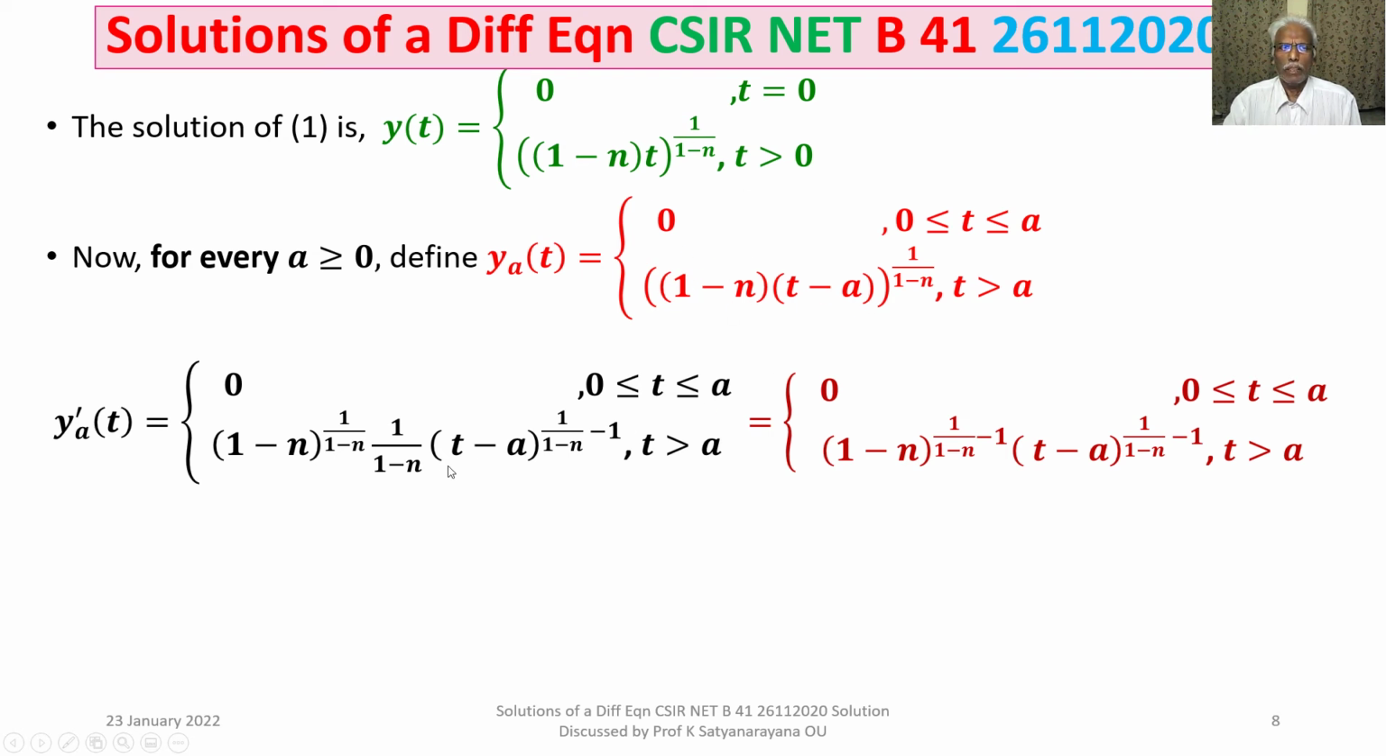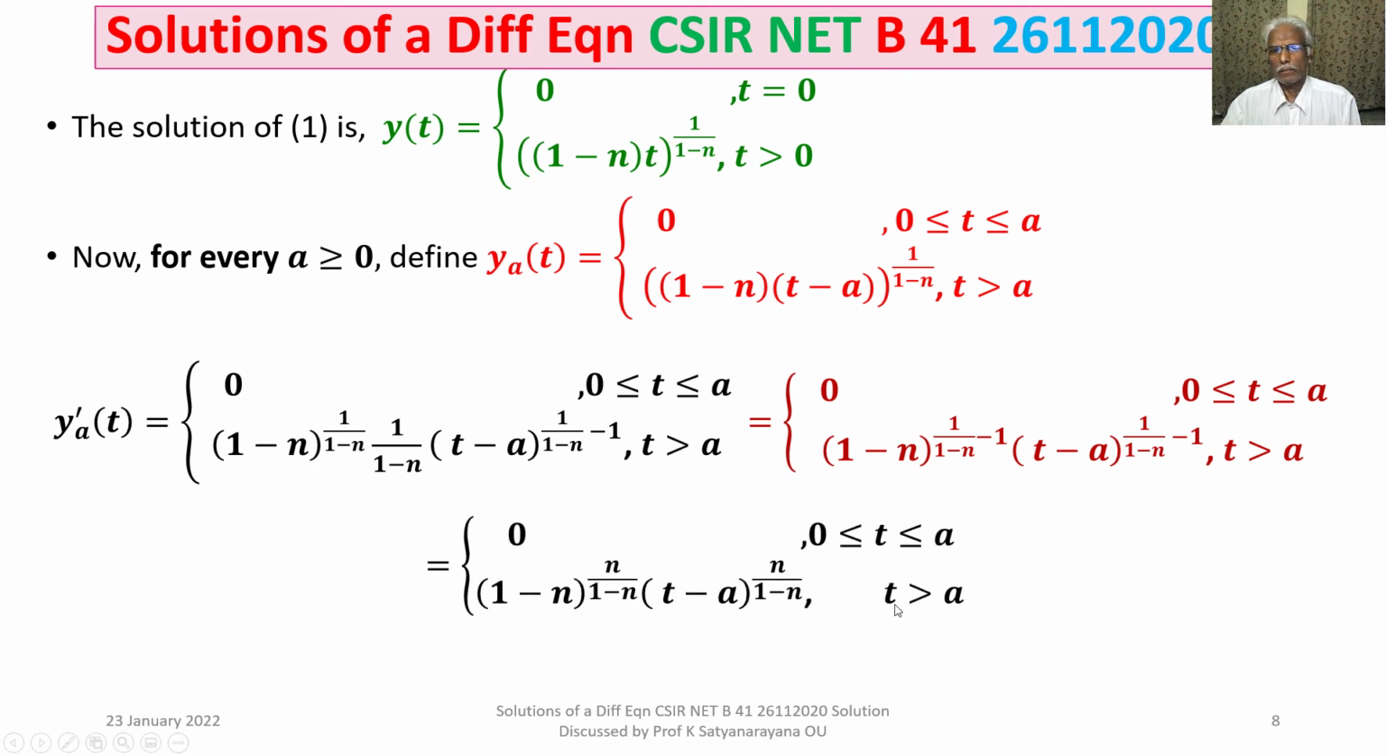This is a differential equation: (t-a) to the power of 1/(1-n) minus 1 when t is greater than a. So, when you simplify, this is (1-n) to the power of 1/(1-n) minus 1, and this is (t-a) to the power of 1/(1-n) minus 1 as it is. And you will get, this is the answer.